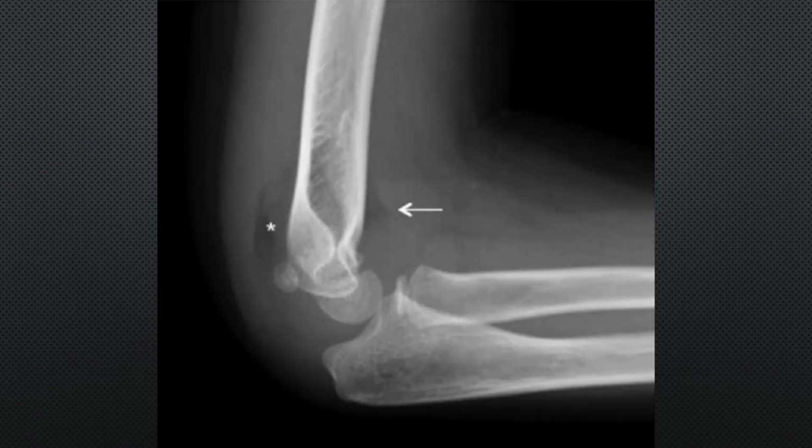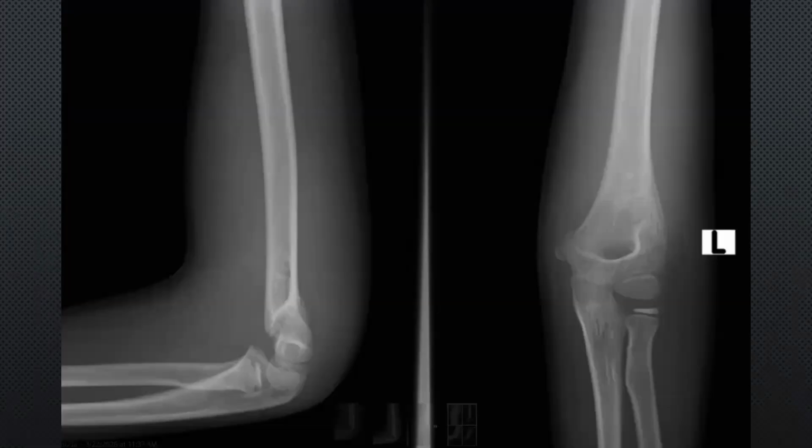Any problem in the olecranon? No fracture. Okay, so we have here ossification centers. We have an ossification center for the radial head, for the lateral condyle, medial condyle, and the capitellum. You should be familiar with that: 1, 3, 5, 7, 9, 11. Clear? Yes.